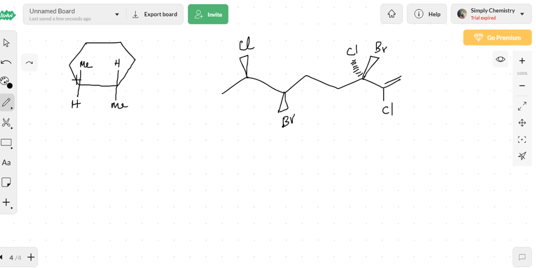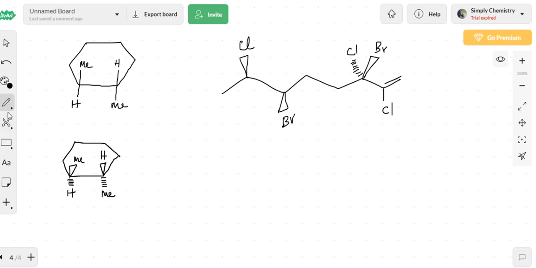So always remember, if something is projected up in the plane, it means that it is projected towards you. And the bottom one is actually away from you. So I'm just drawing that for you. See that it is projected towards you, and this is below you. And the same case here, the hydrogen is at the top and the methyl group is at the bottom.